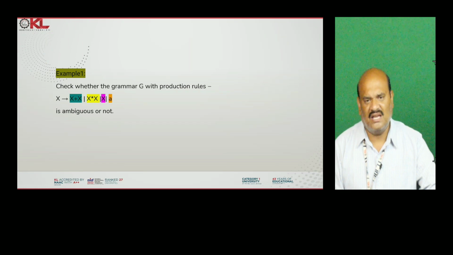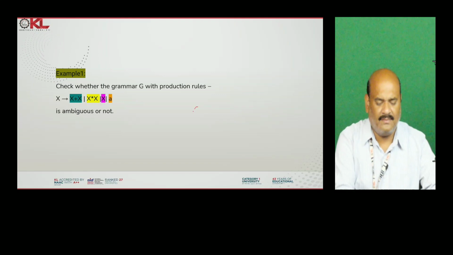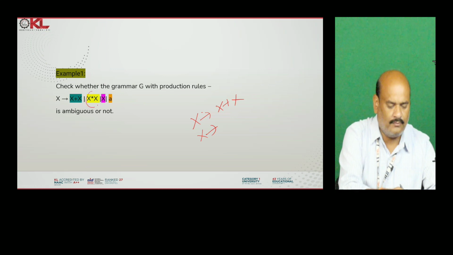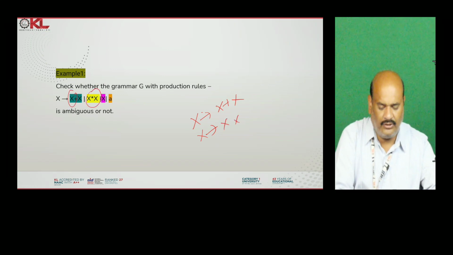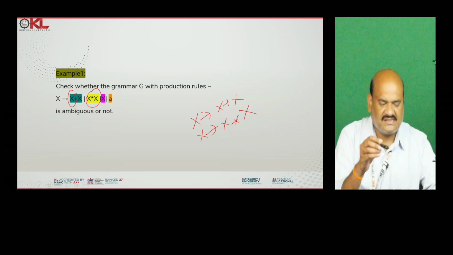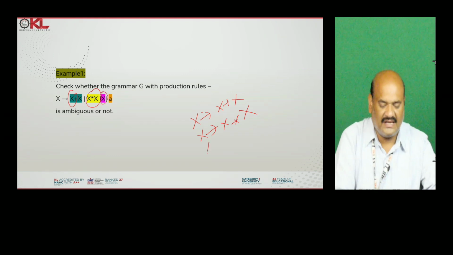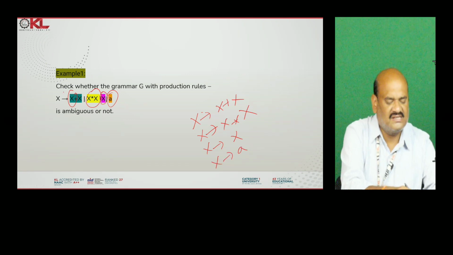My example is: check whether the grammar G with these production rules is ambiguous or not. My grammar is G, where X sometimes goes to X plus X, sometimes X goes to X into X, sometimes X goes to X, and sometimes X goes to A. So totally this is my grammar.